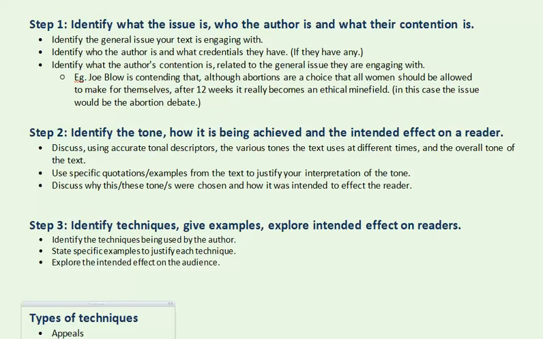Next thing, we identify what the author's contention is related to the general issue they are engaging with. So, I've written an example there about the abortion articles, but for the article on the iPhone technology, it would be that the lady, whose name I've forgotten, and I'm sorry for that, is contending that technology in Australia is unfairly priced compared to cost in America, and there seems to be no logical reason why.